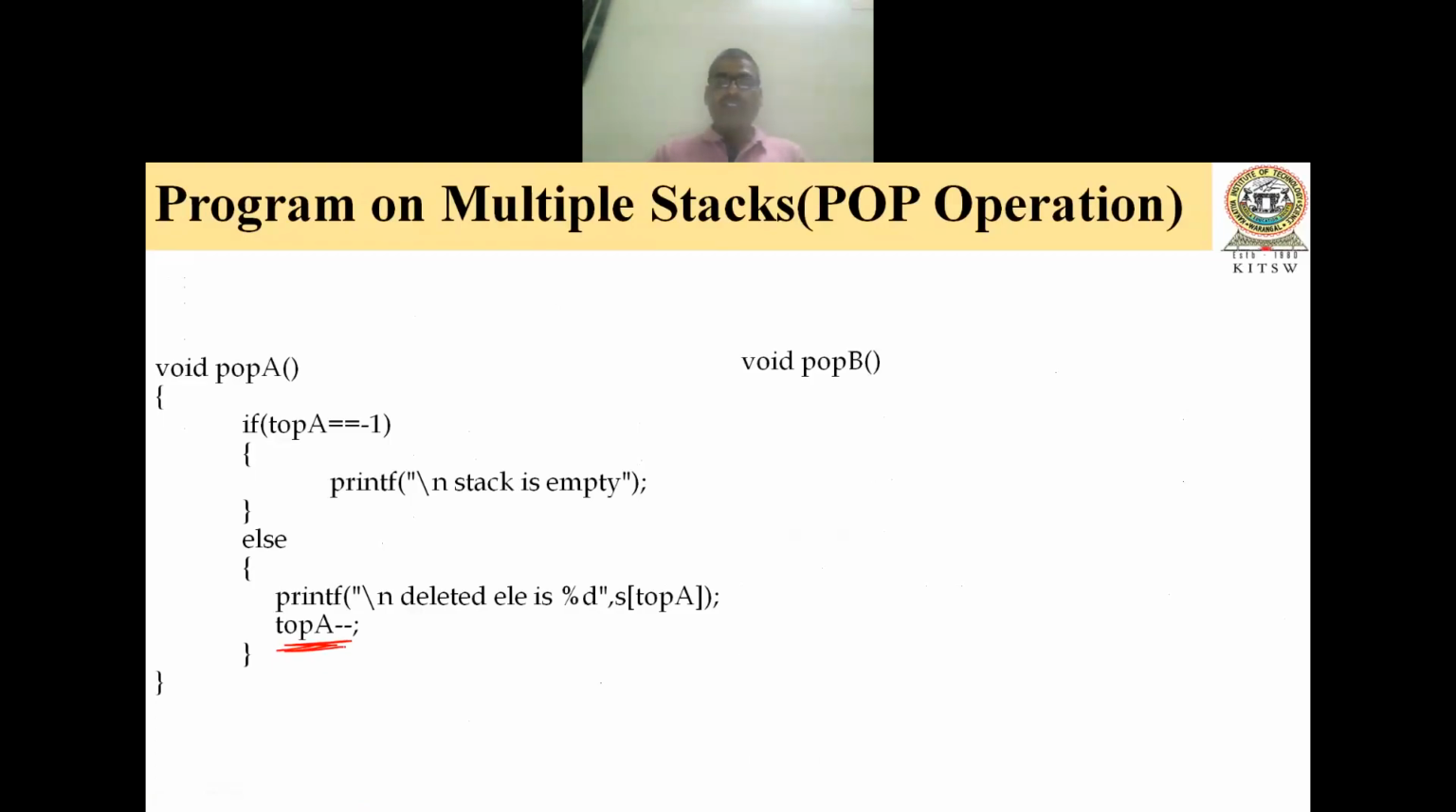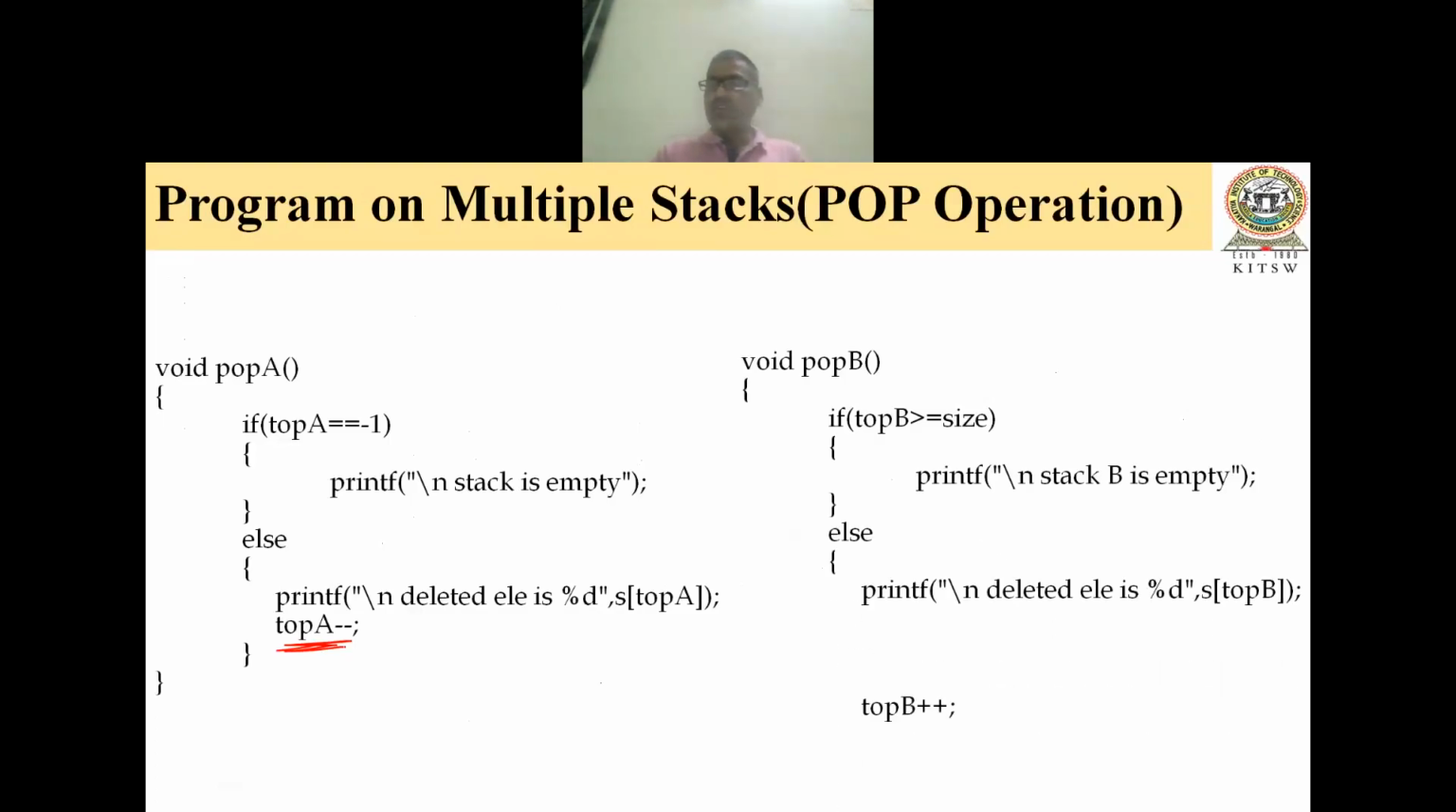So pop B is just the exact reverse. If top B is greater than or equal to size, then stack B is empty. Else we delete the element at S of top B location and then top B plus plus. We are incrementing the top pointer.